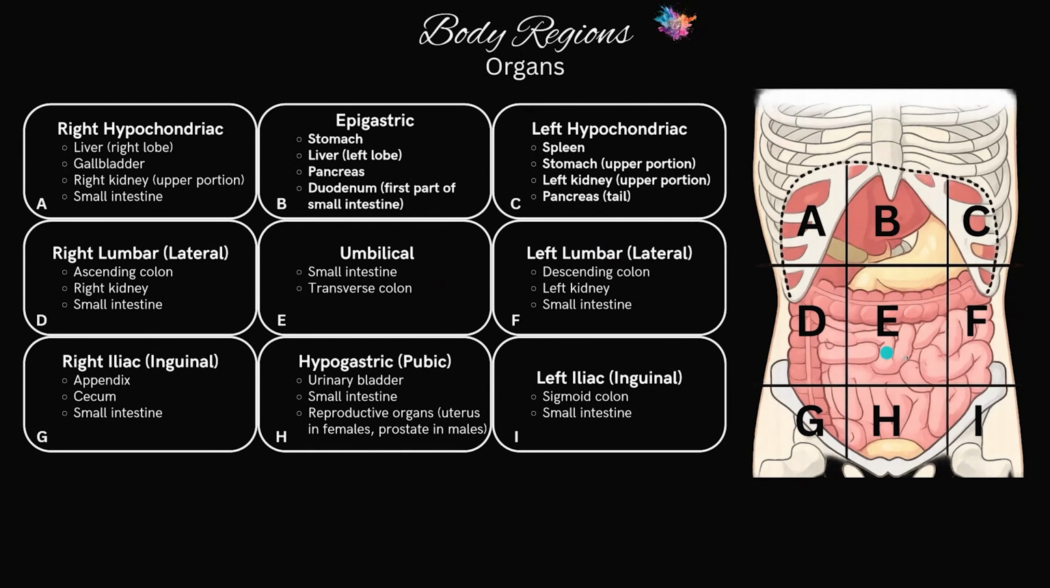Then by letter F, you have the left lumbar region, which has the descending colon, left kidney, and small intestine. Letter G is the right iliac or inguinal region. We have the appendix, the cecum, and the small intestine. H represents the hypogastric region or the pubic region, and here you find the urinary bladder, small intestine, and reproductive organs in both females and males. And then lastly, letter I, your left iliac or inguinal region. Here you have the sigmoid colon and the small intestine.